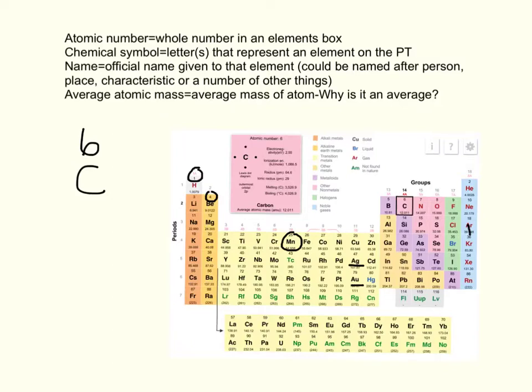All right, the name is the official name given to the element. It can be named after a person or a place or something about the element. This one's carbon, so I'm just going to write carbon. And average atomic mass, this is how much an average atom weighs. Now, they're not all going to weigh the same, but this is the average if you were to take a bunch and put them together. In this case, it's 12.011.